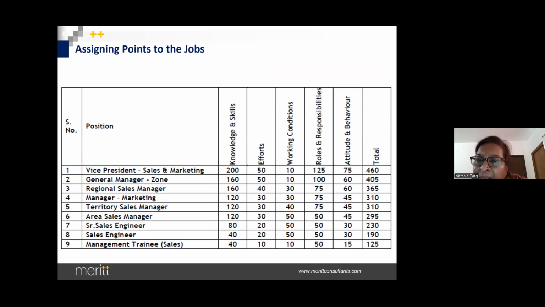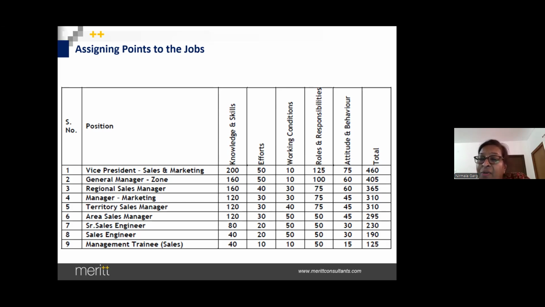So when we say point plan, you list out all the jobs, okay? At least 80% of the jobs. And then through this method of point plan, you assign total points for every job. For example, Vice President Sales and Marketing. The total points for this job is 460. Management trainee, the total points evaluated is 125. So obviously, the job which has higher points, 460, is much, much higher compared to a job which is 125. Very clear?